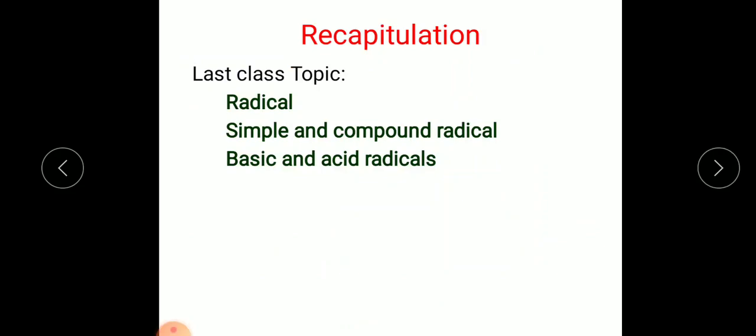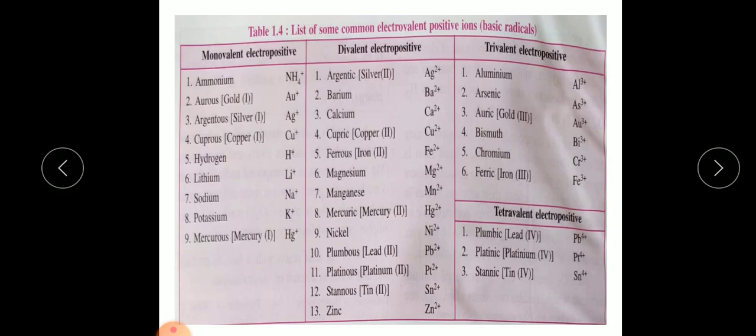What is a radical? Then we discussed what is a simple and compound radical. After that, we have seen what are basic and acid radicals. So in our last class, we have gone through this table, and I've given you the assignment also to copy this thing in your exercise notebook.